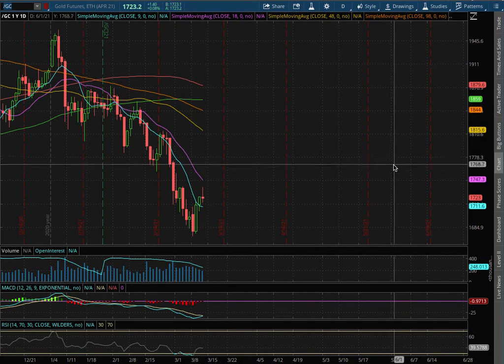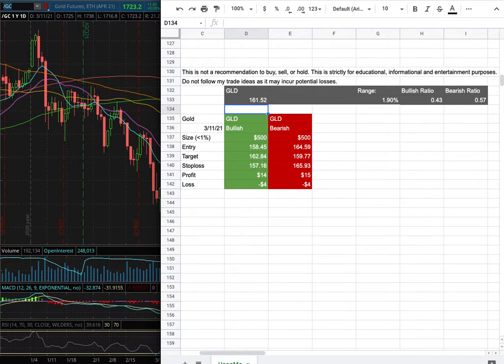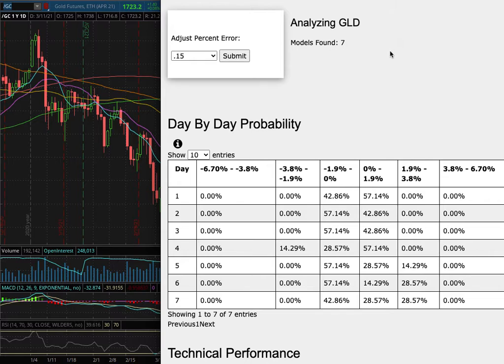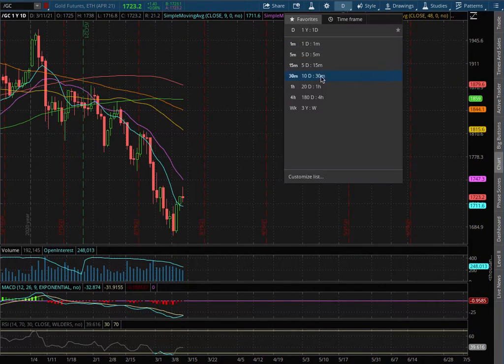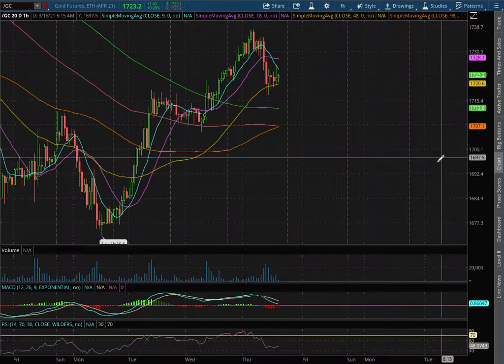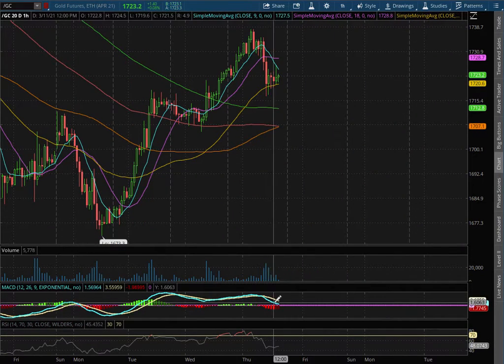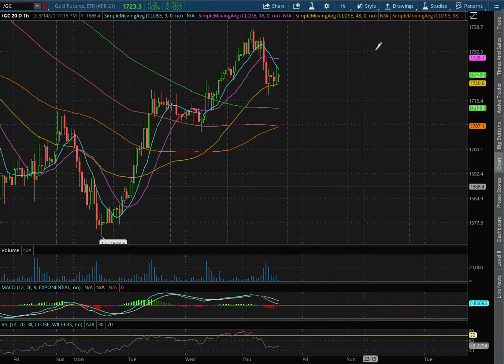Going over gold futures. In this video, I'll be going over my trade idea of the week and the day-by-day probability model. So let's start off with the technical analysis on the 1-hour chart. We remain in positive MACD, about to dip into negative MACD territory. We're off of overbought levels with the RSI.